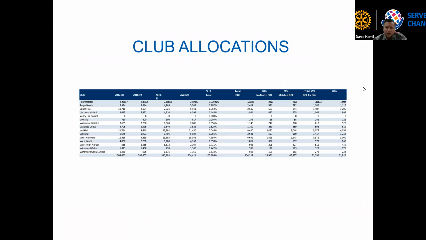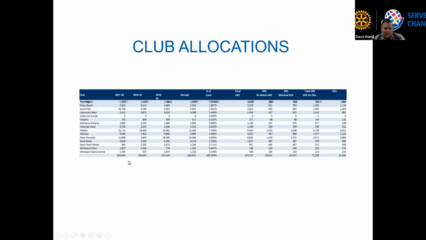I'm just going to give you this. There was some talk earlier about the allocations. This is the second page of the spreadsheet that went out. You can find this on the website, as was discussed. All of the president-elects have a copy of this.